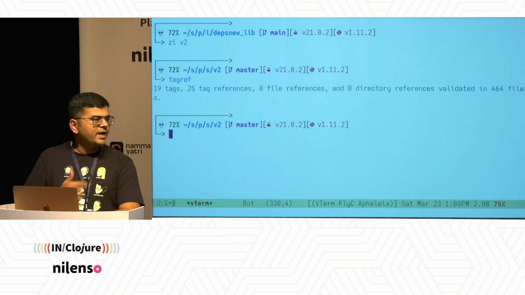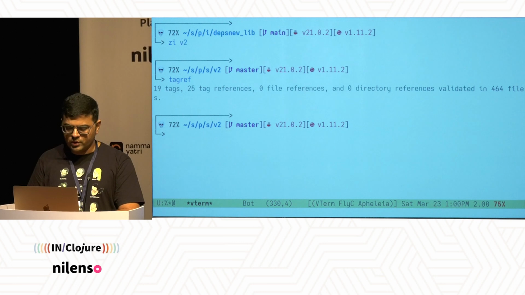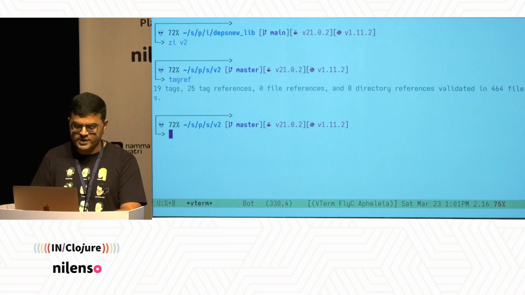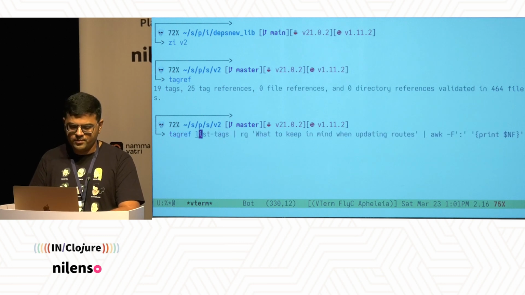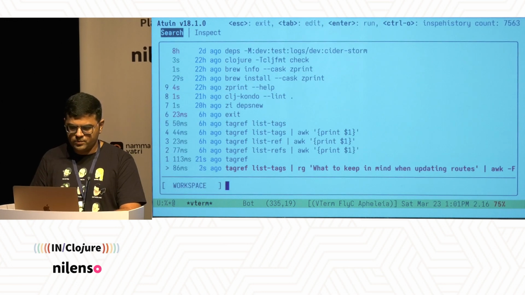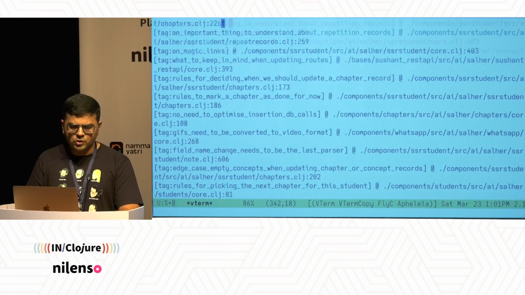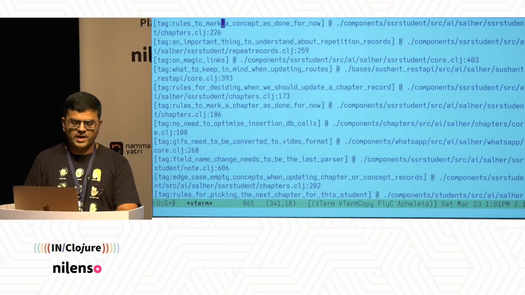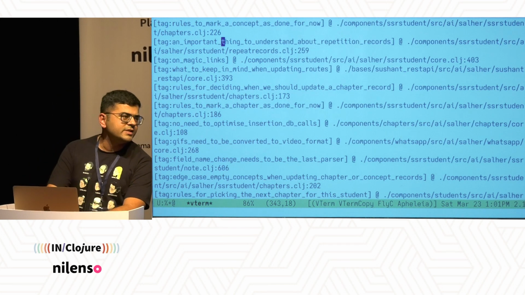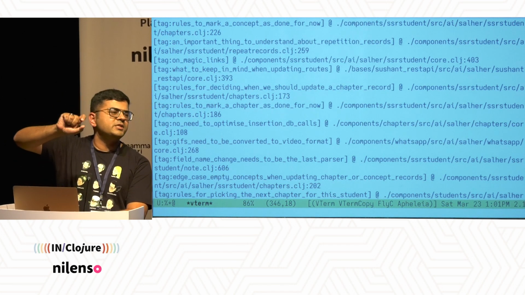So in my project that I'm writing right now, there are 19 tags, 25 references to them, right? Actually I can't show you the code itself, but let me see what I can show you here. So these are all the tags that are in there, right? I want to know what are the rules to do something. I want to know what is an important thing about it. So I've created these tags, and now I'm using them wherever in the code. I'm referring to them: here, this code is written like this because of these things, right?